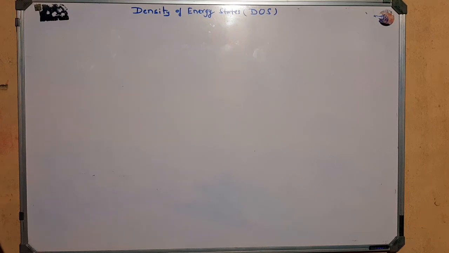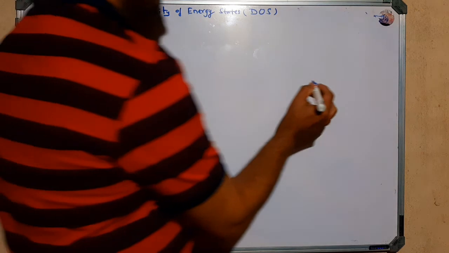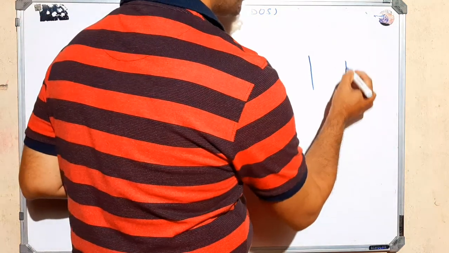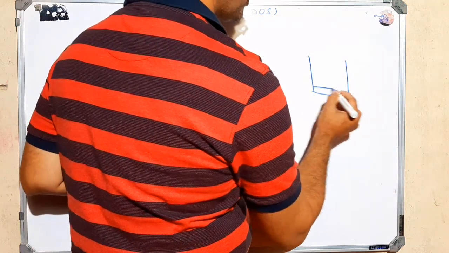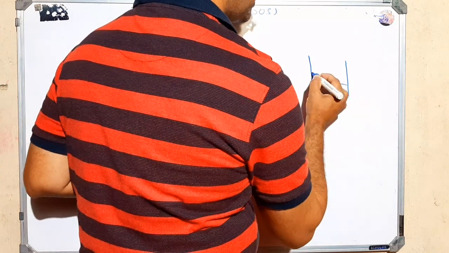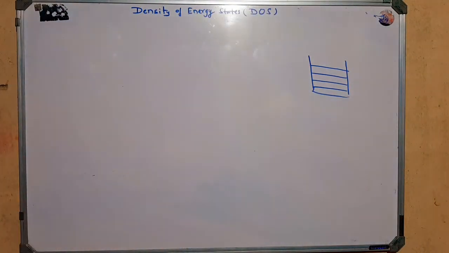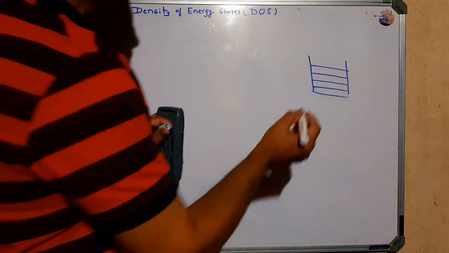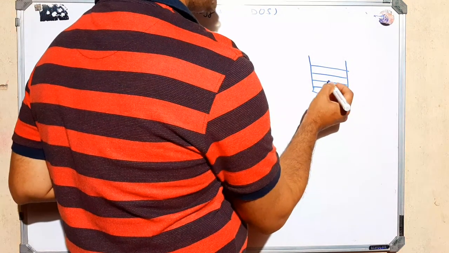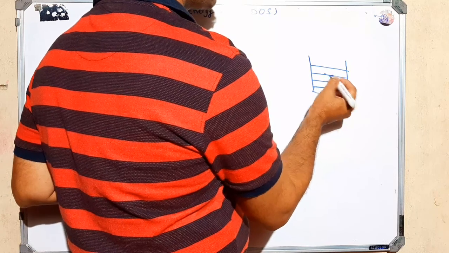Today we will discuss density of energy states. What is this density of energy states? Just to understand in terms of band, let us consider this is the potential well. Here I am drawing a set of horizontal lines that indicates the energy levels. If you consider here, the electrons are occupying these energy levels.